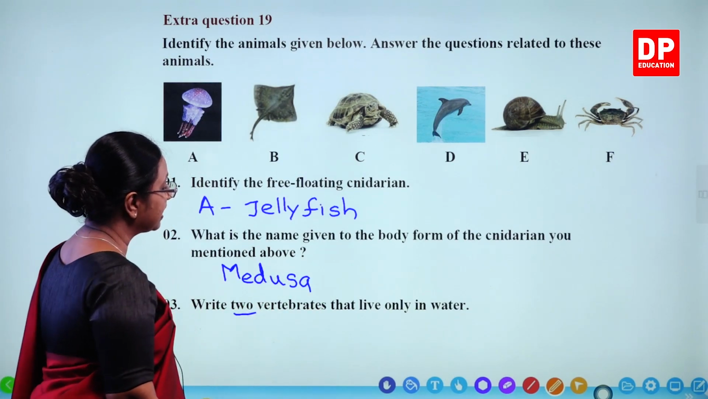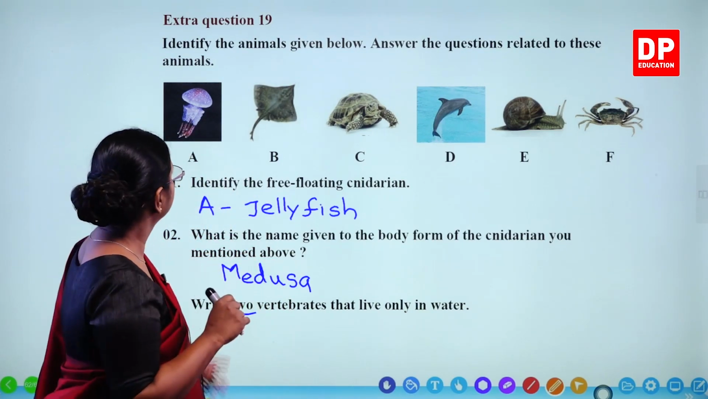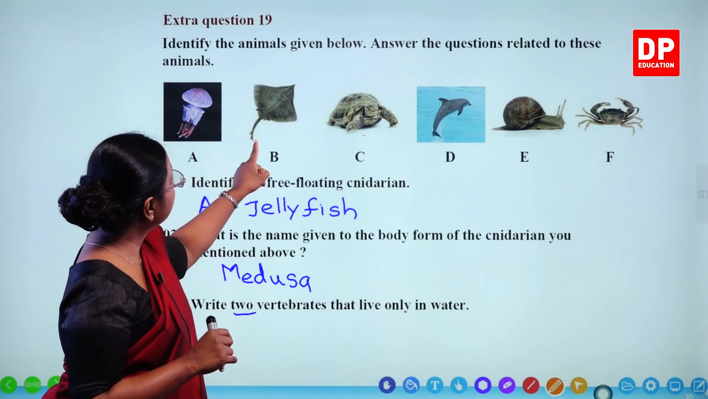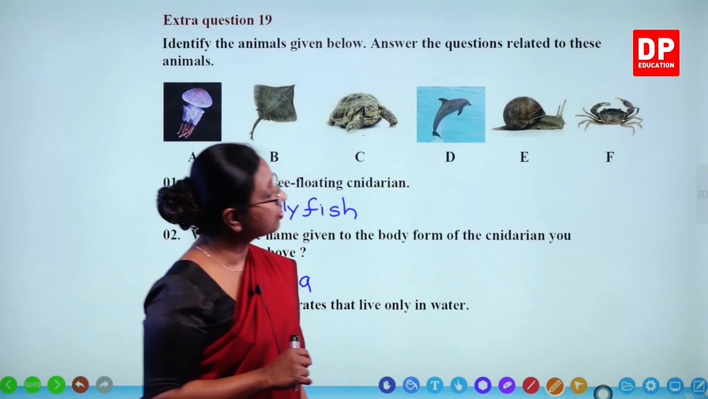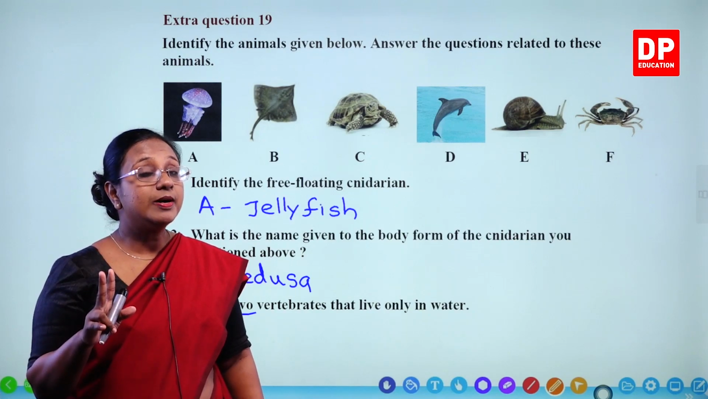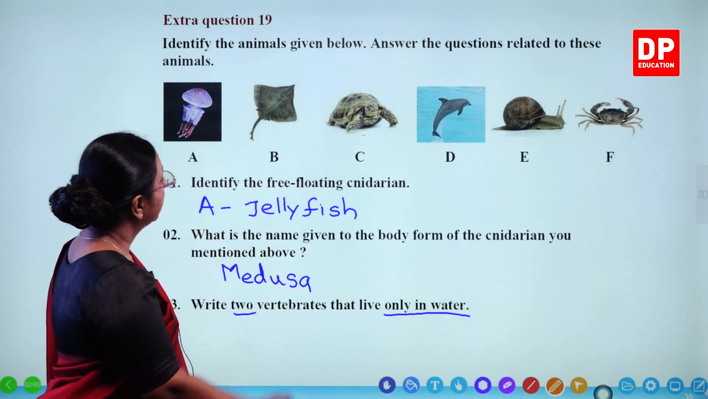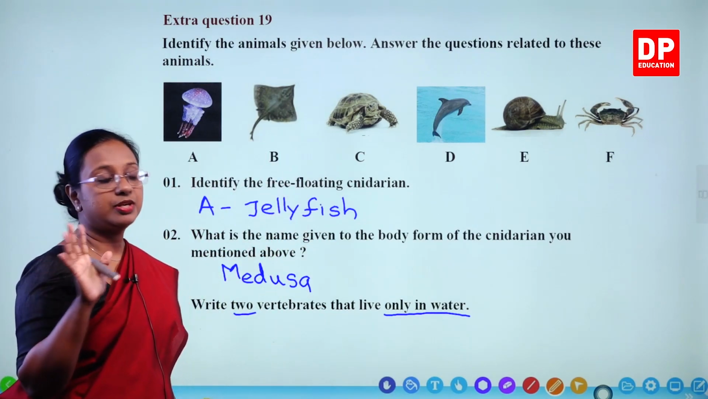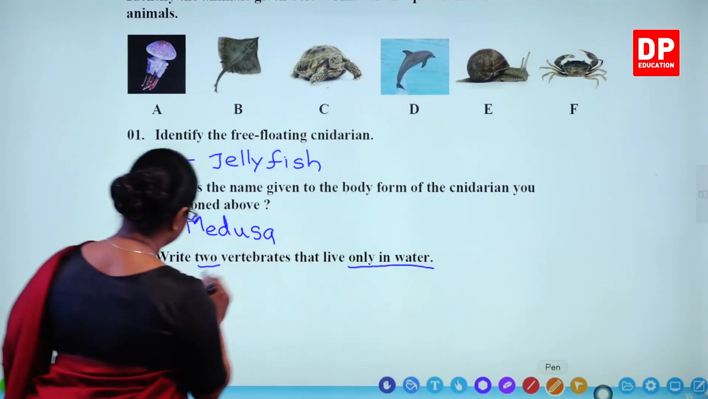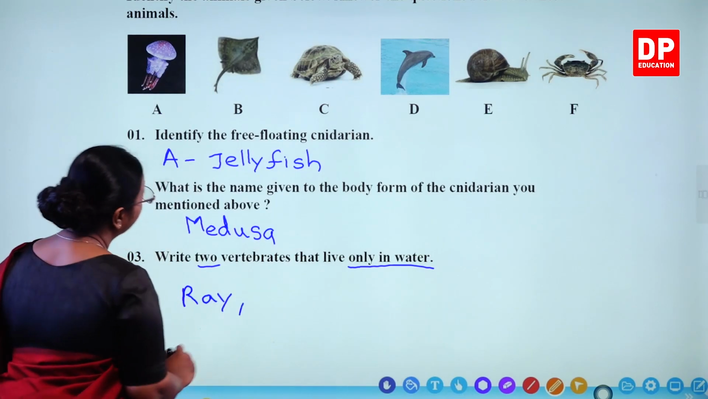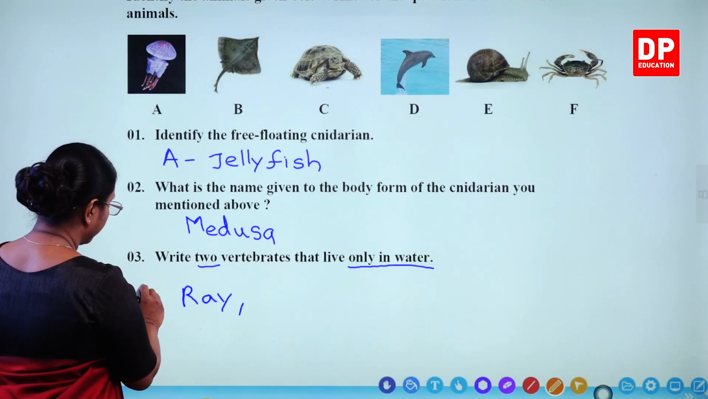Write 2 vertebrates that live only in water. So what are the vertebrates? B is a ray, that is a vertebrate. C tortoise is a vertebrate. D dolphin is also a vertebrate. If you take B, ray, yes, it's only in water. So we can write that as one answer. Ray lives only in water. If you were given a shark also, you can write that also lives only in water.